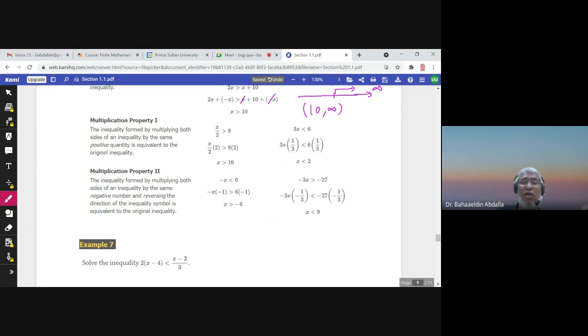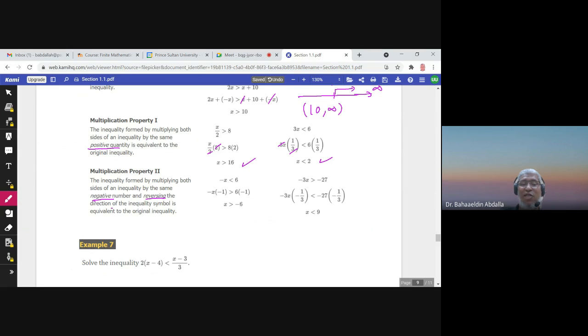The answer is no. I can multiply, but I need to make sure of something. If you multiply by a positive number, you don't have any problem. So for example, here, x over 2, I need to get rid of this 2, so I will multiply by 2. 2 cancels with 2, x greater than 16, that's excellent. Here I can divide by 3 or multiply by 1 over 3. 3 cancels with 3, and x is less than 2. That's no problem.